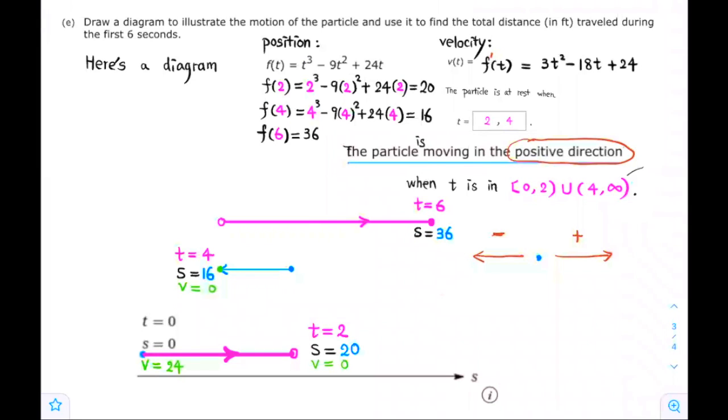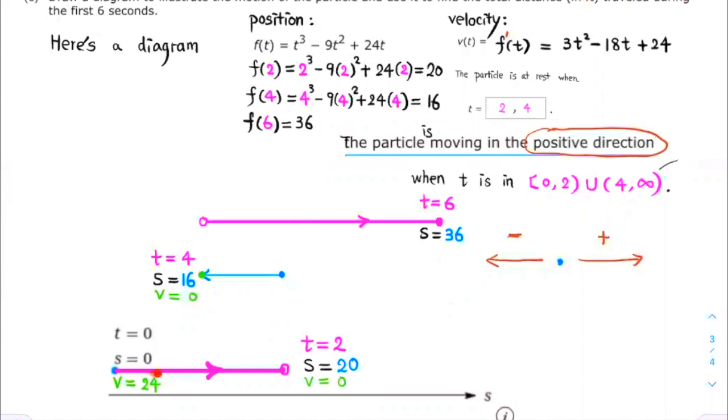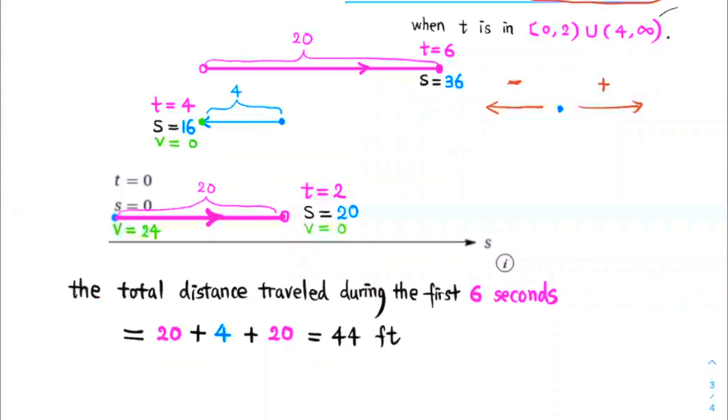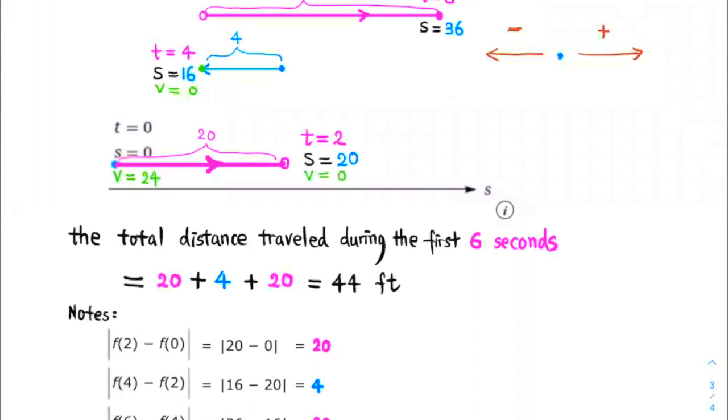Now to find the total distance traveled during the first 6 seconds, we'll add up the distances over here. From here to here, we have 20 feet. From here to here, we have 4 feet. From here to here, we have 20 feet. So the total distance traveled during the first 6 seconds will be 20 plus 4 plus 20, which is equal to 44 feet.